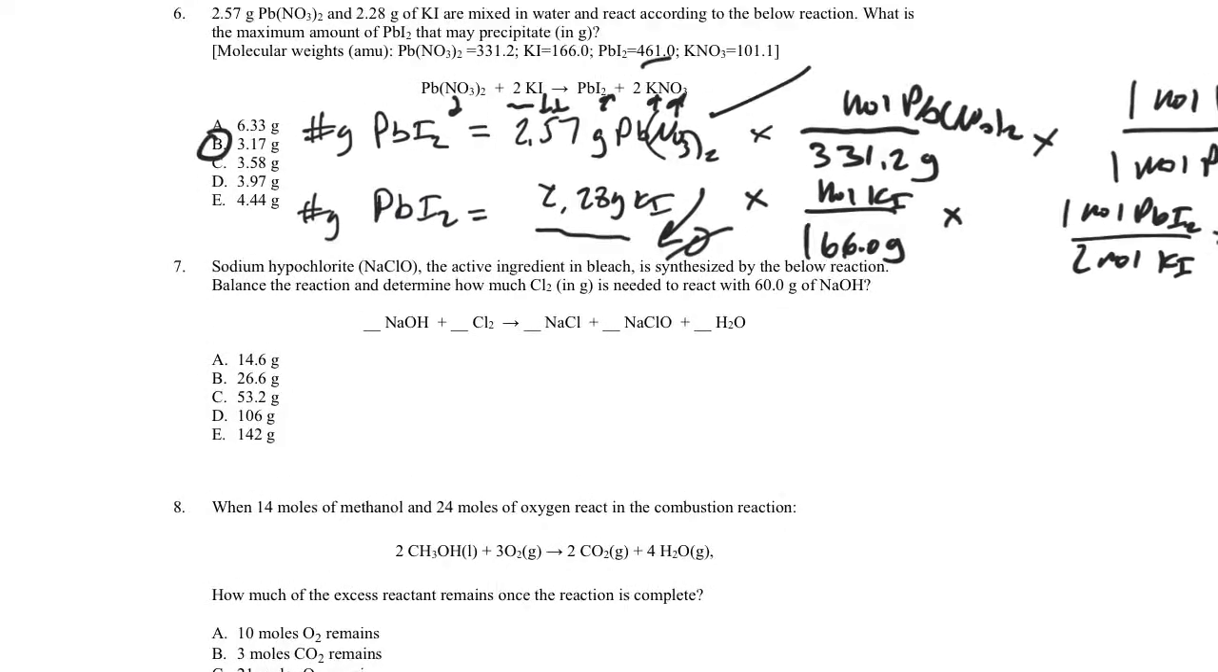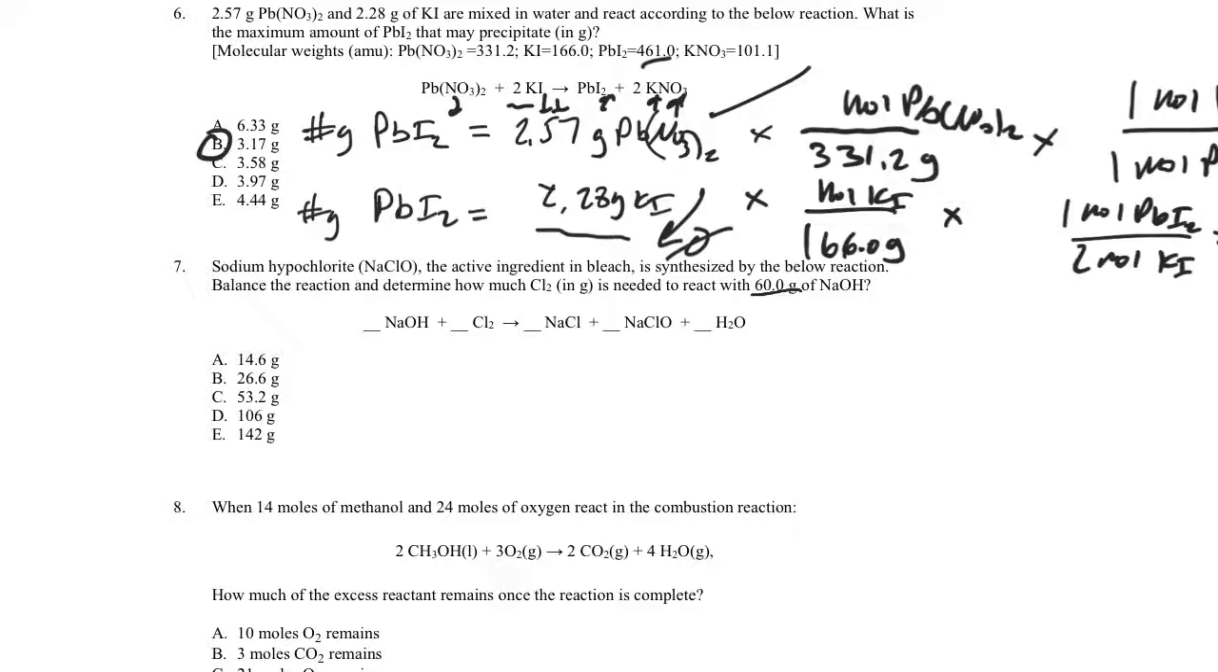Question 7 looks like just a balancing question. Oh, no, I'm sorry, it's not. We have to balance and then work out a stoichiometry problem. My mistake. So we have sodium hypochlorite being produced by this reaction below. Balance the reaction and determine how much Cl2 is needed to react with 60 grams of sodium hydroxide.